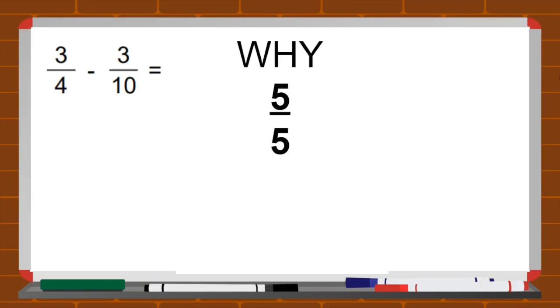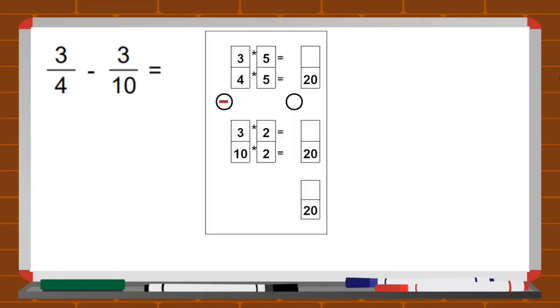Why did I choose 5 over 5? Because 5 divided by 5 is 1. So I have not changed my fractions at all. Now we do our numerators. 3 times 5 is 15. 3 times 2 is 6.